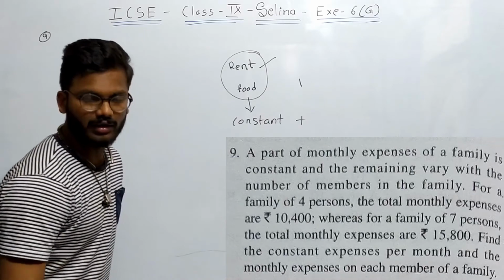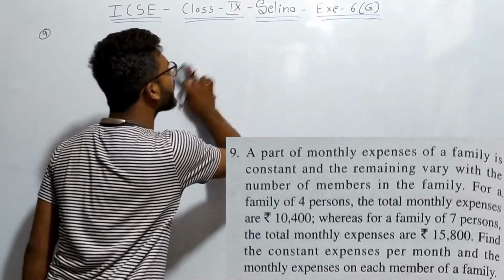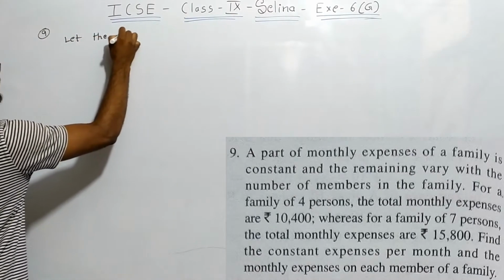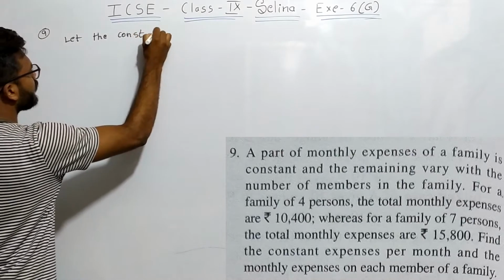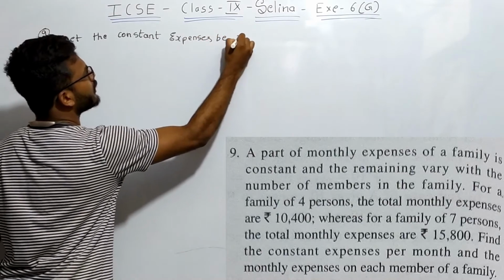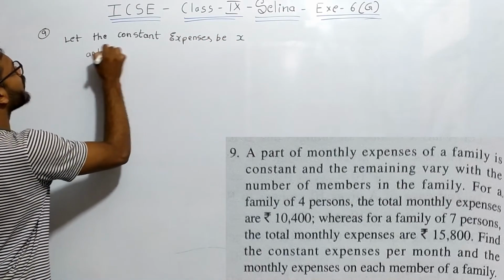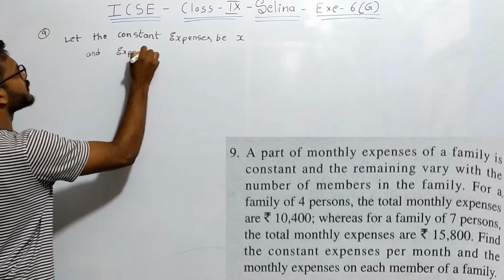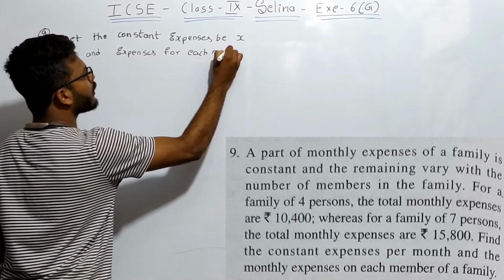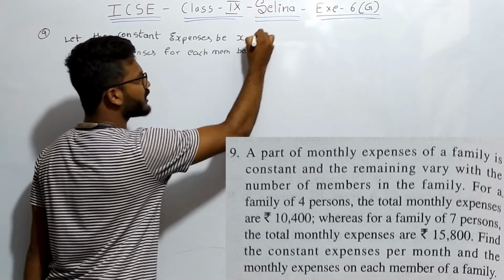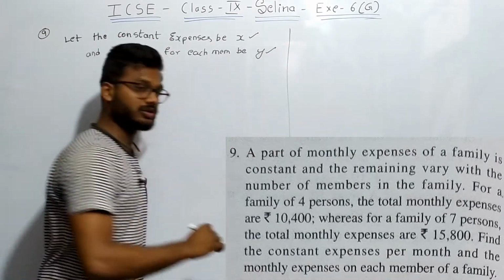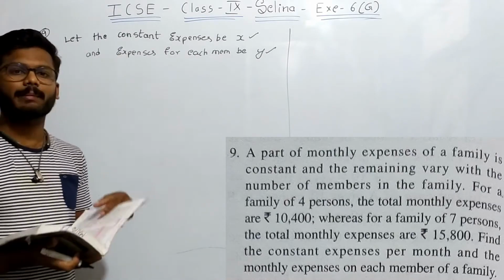So how do we convert this into equations? First, let the constant expense be x, and let the expense for each member be y. I am taking the constant expense as x and for each member the expense as y. So what will be the expense for a 4-member family?